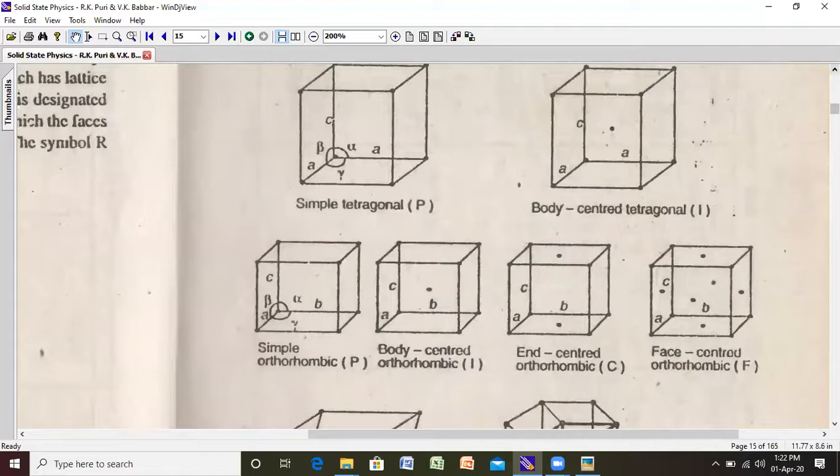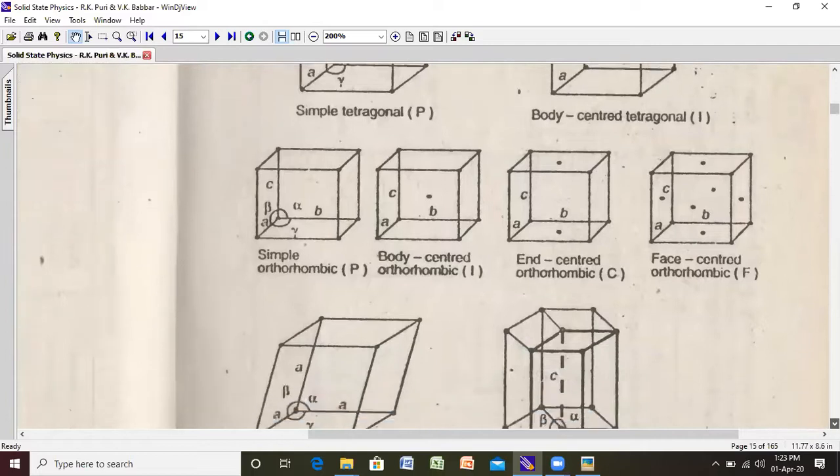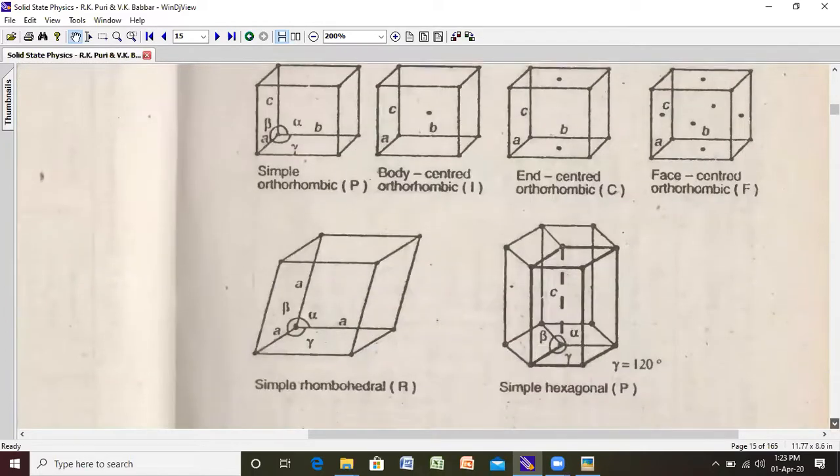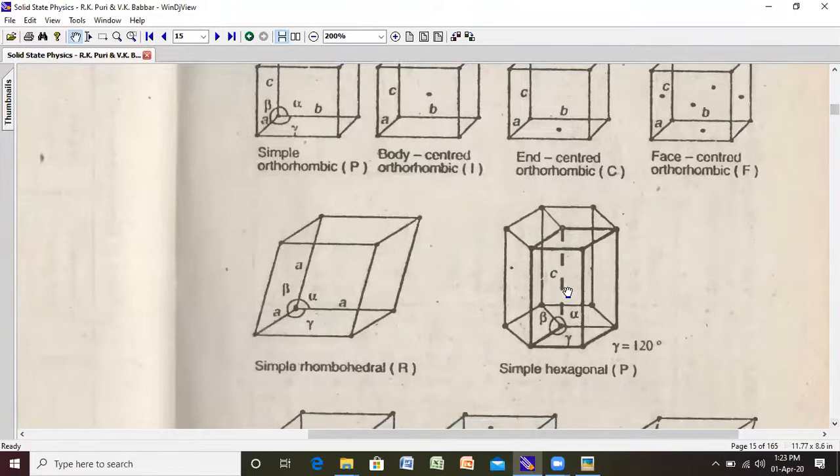But now there is a question. The question is that end center is only present in, for example, orthorhombic, but why is it not present in the cubic system? Why is end center not present in cubic? Another question you can ask is, why does rhombohedral have no body-centered rhombohedral?